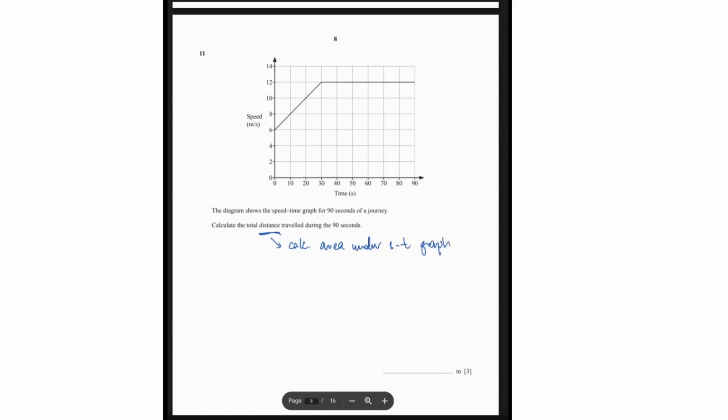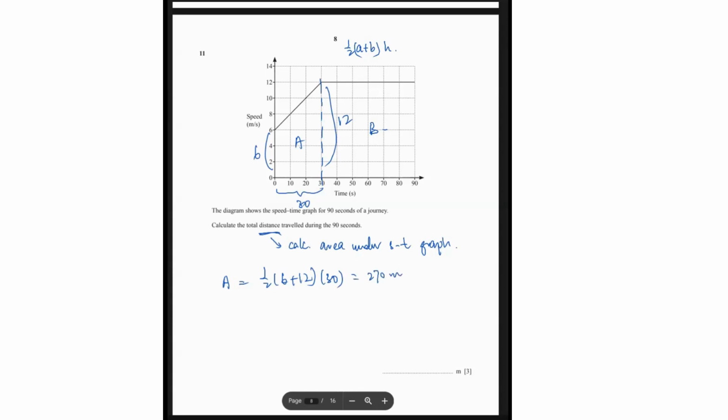Basically this is a geometry question. I'm asking you to find the area under this graph here. So I can split this into 2 portions, a trapezium and a rectangle. I'm going to label this A, label this B. The area of A, trapezium, remember the formula is half times (a plus b) times the height. A is here, B is here. A is 6, B is 12, and the height here is 30. I'm just going to evaluate this, 270.